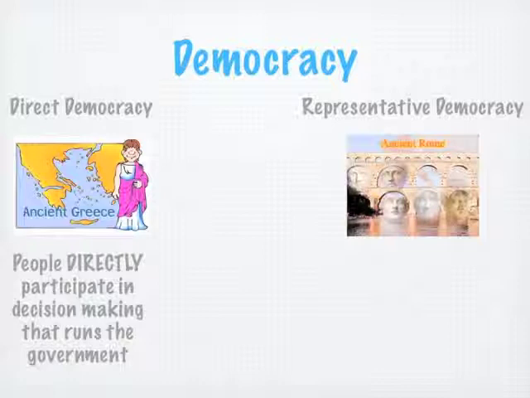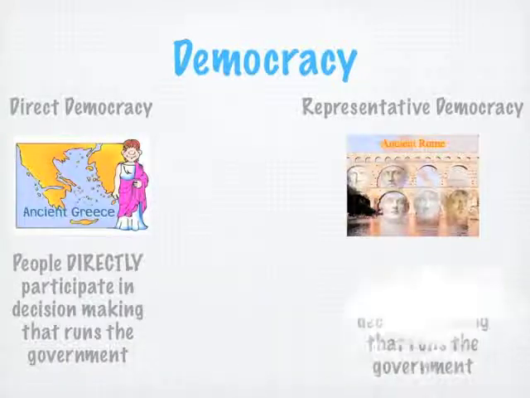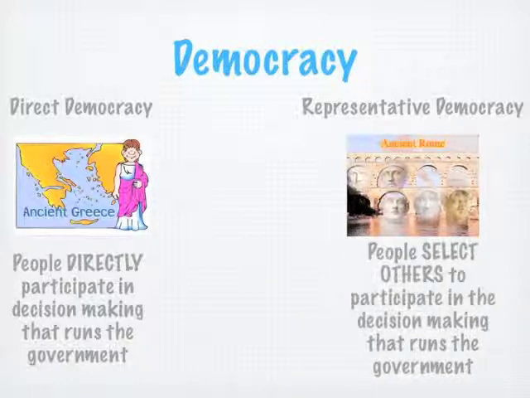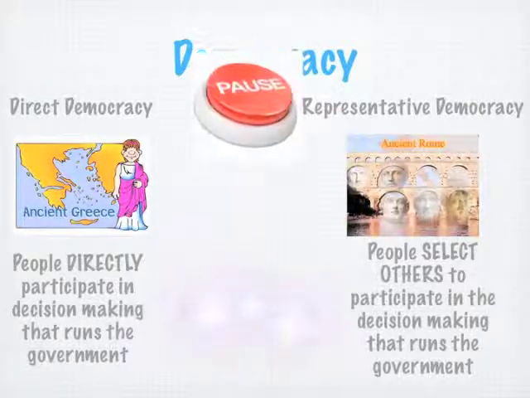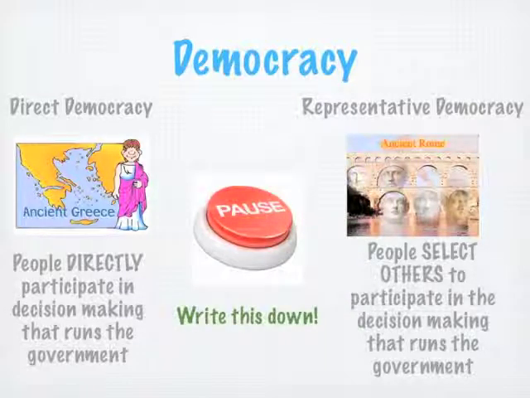That means that people make a decision on everything that has to be done. They go out and they vote whenever the government wants to make a new law or just any type of government decision. In a representative democracy, you have people select others, usually by an election, to participate in the decision making that runs the government. So the people don't go out and vote on every issue. They have elected or selected other people to go do that. Like I said, I think this is very important, so we're going to pause and write this down.